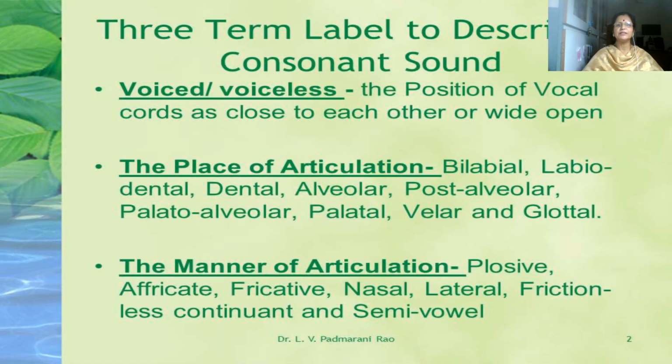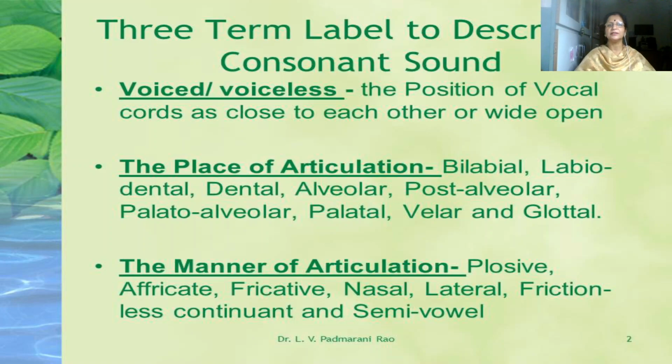The three-term label to describe a consonantal sound is, as discussed, number one, voiced or voiceless, depending upon whether the vocal cords are coming close to each other or not. If they are vibrating, the voiced sound is produced, and if they are not vibrating, the voiceless sound is produced. Then we have the place of articulation, depending upon which active articulator is articulating with which passive articulator for the production of the sound. Then the third term is the manner of articulation.